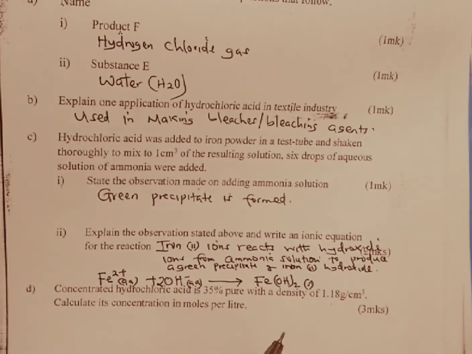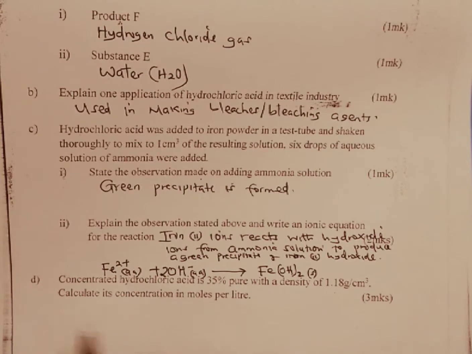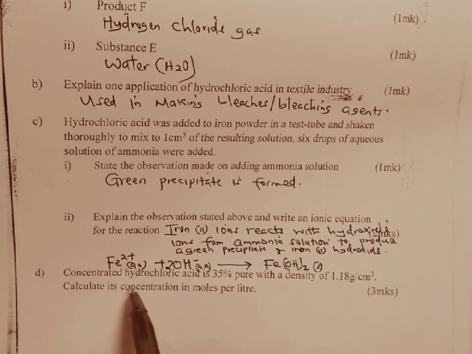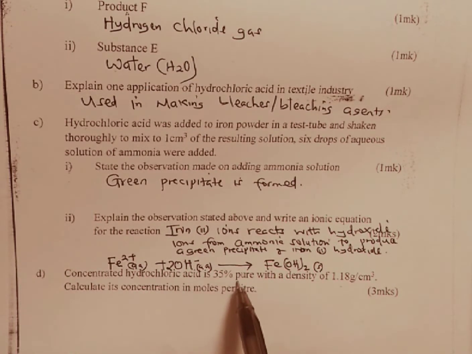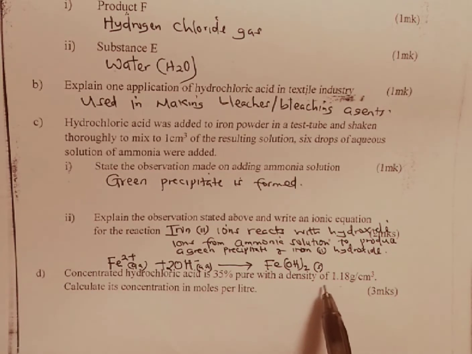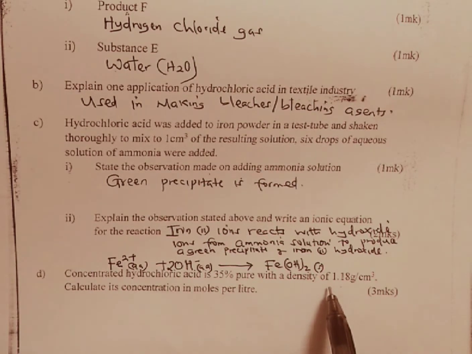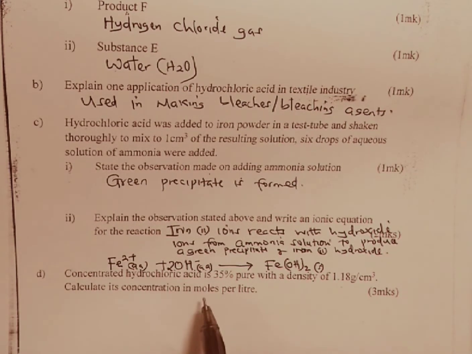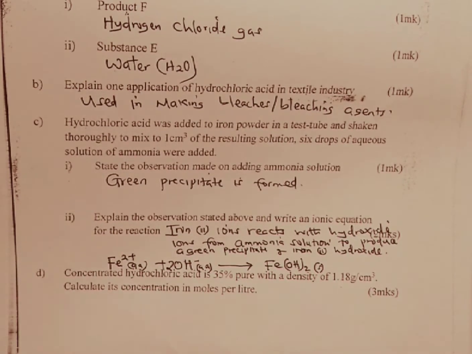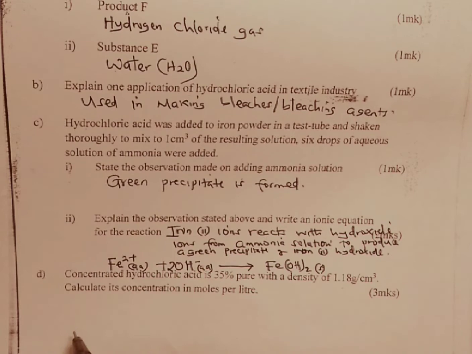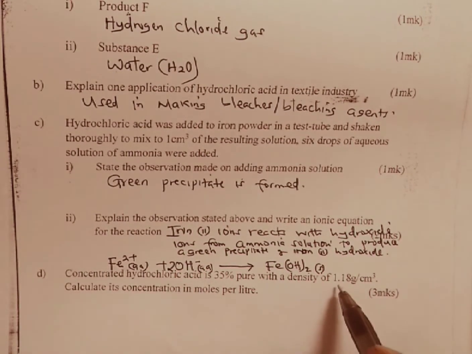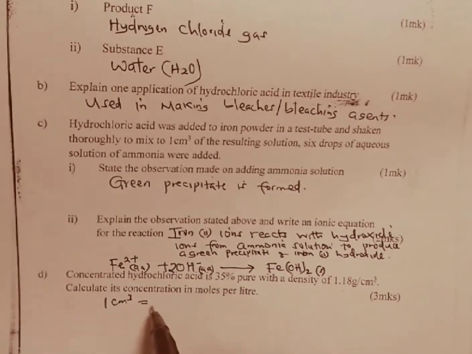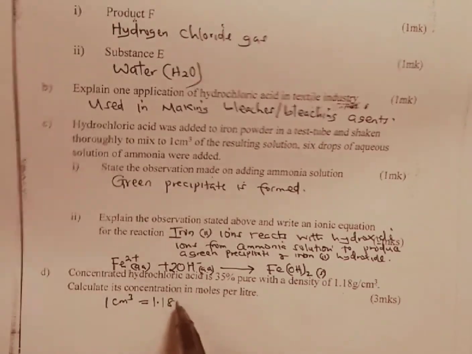The last part of the question, which is part D, says concentrated hydrochloric acid is 35% pure with a density of 1.18 grams per centimeter cubic. Calculate its concentration in moles per liter, that is the molarity of this particular solution. Now, we know 1 centimeter cubic contains a mass of 1.18 grams.